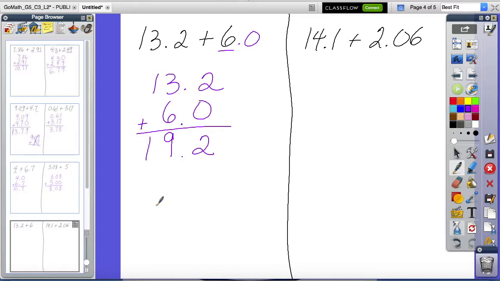Here in our last example, we have 14 and 1 tenth plus 2 and 6 hundredths. Both numbers have 3 digits in them, but they're not in the same place value columns. So remember to keep the decimal point in line. If the 2 is in front of the decimal here in our original problem, we need to put the 2 in front of the decimal in this addend as well. 6 hundredths needs to go behind the decimal. To even it out, we add a 0 here in the empty decimal place, bring the decimal down, and add.